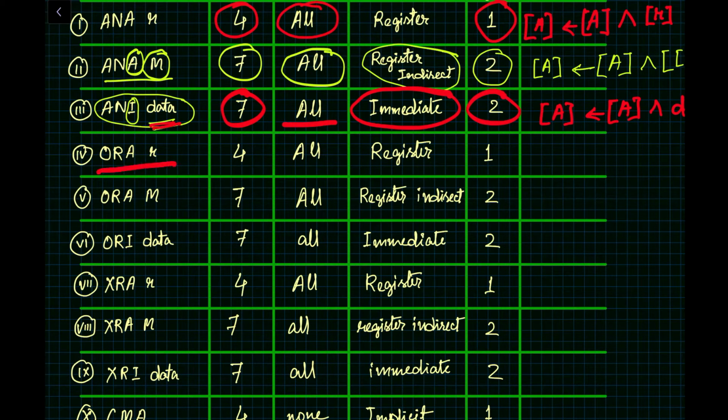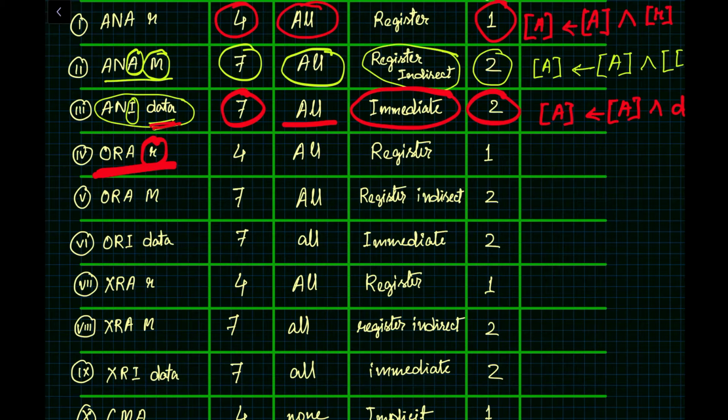In the fourth instruction we have the ORA. ORA means OR the content of the accumulator with the content of this register small r. So here we have to do the OR operation. Previously we had the AND operation. The AND operation you have to understand by looking at the truth table of the AND gate. If there is 1 and 1, then only the output will be 1 in the case of AND operation, and for all the other combinations, that is 0 0, 0 1, 1 0, the result will be 0 for the AND operation.